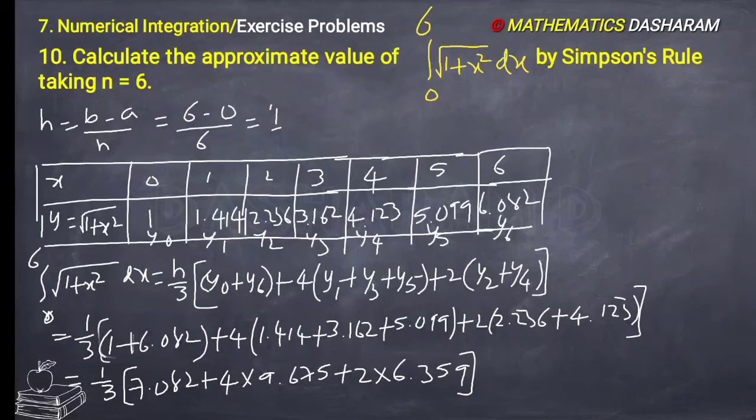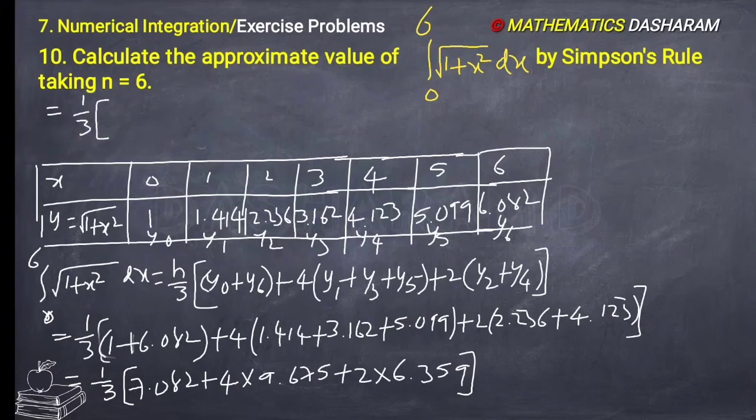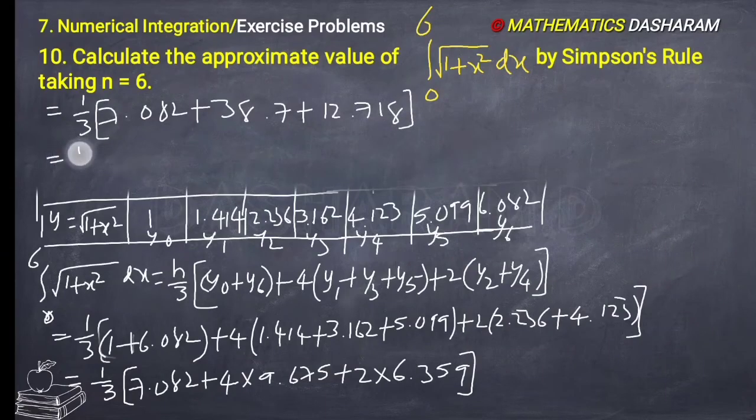So let us simplify this. It is equal to 1 by 3 bracket of 7.082 plus 4 into 9.675 is 38.7 plus 2 into 6.359 is 12.718. So it is equal to 1 by 3 bracket of 58.5. So the answer is 19.5. This is our required answer.